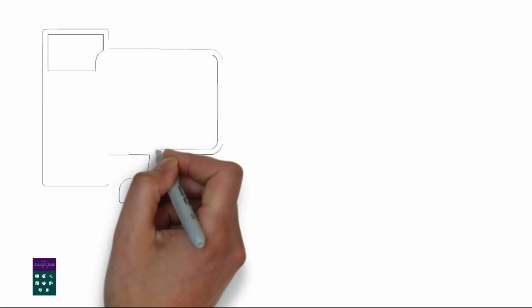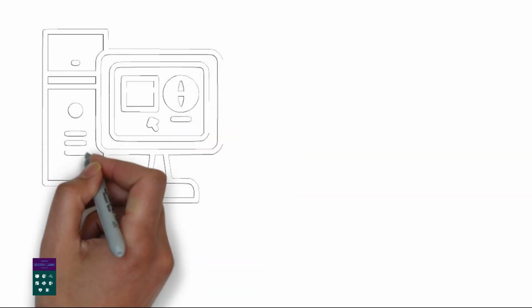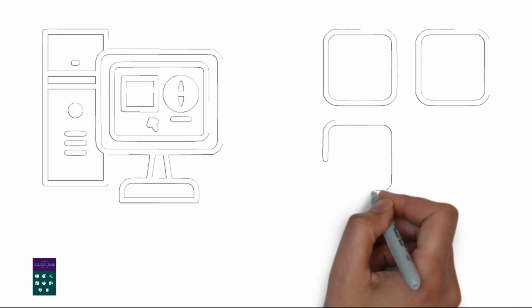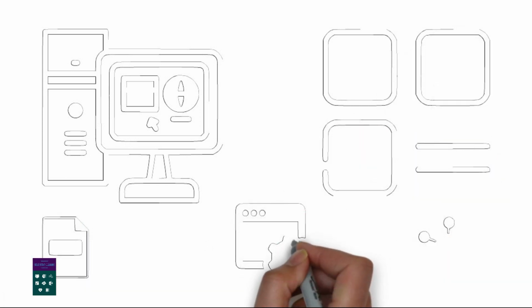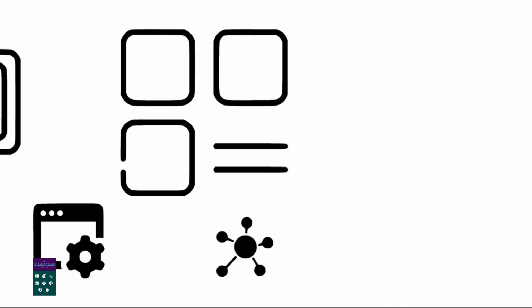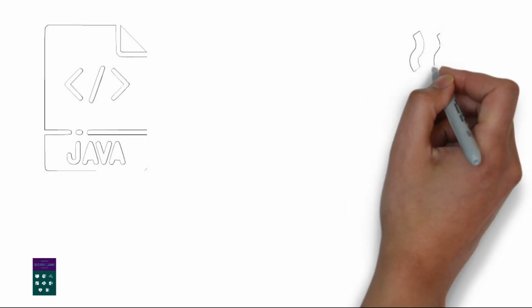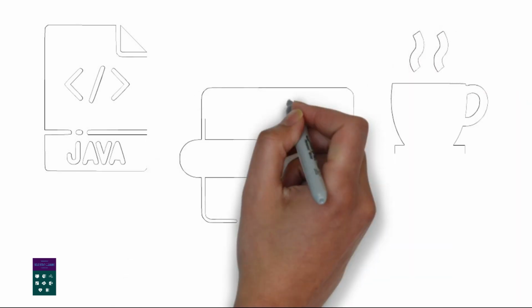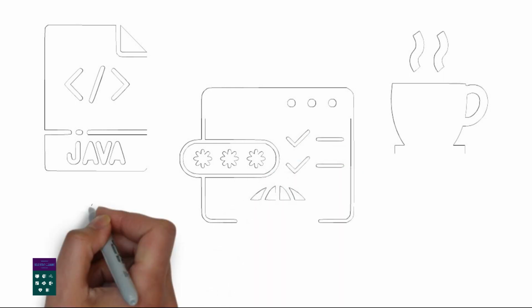3. Desktop applications. Java is used to build desktop applications with GUI, graphical user interface, capabilities. 4. Big data. Hadoop, a popular framework for processing big data, is written in Java. 5. Enterprise applications. Many large-scale enterprise applications and systems are developed using Java due to its scalability and robustness.